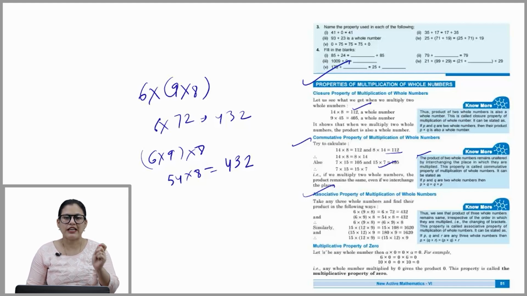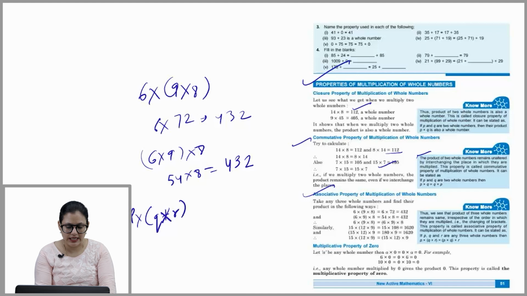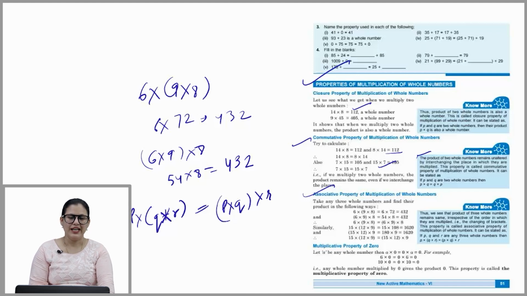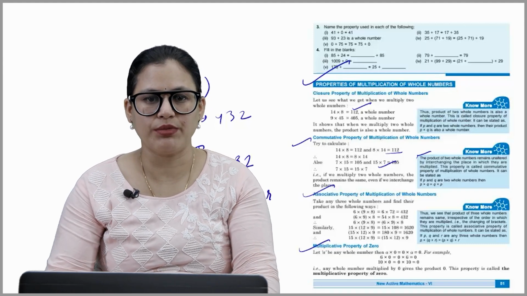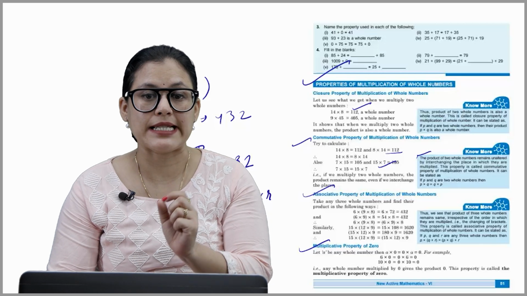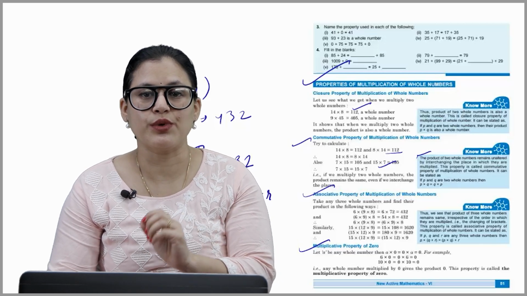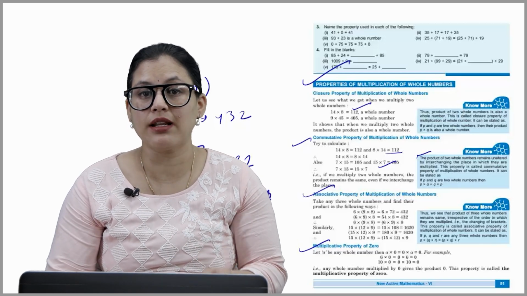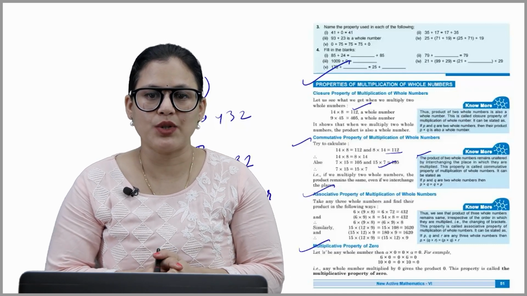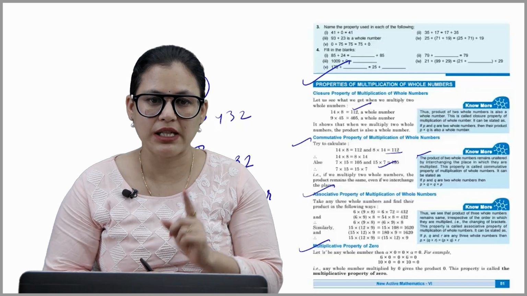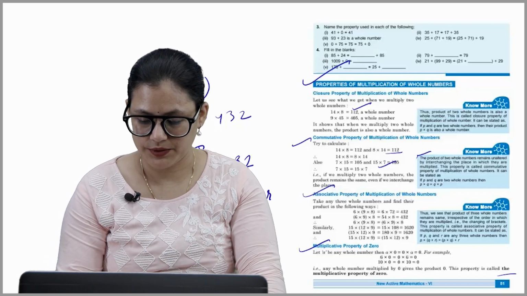It can be stated as: if P, Q and R are three whole numbers, then P into Q into R is equal to P into Q in bracket into R, right? Multiplicative property of 0. Let A be any whole number, then A into 0 is equal to 0 into A, that is 0. So 6 into 0 is equal to 0. You know that if we multiply any number by 0, we get answer 0. That is, any whole number multiplied by 0 gives a product 0, and this property is called the multiplicative property of 0.